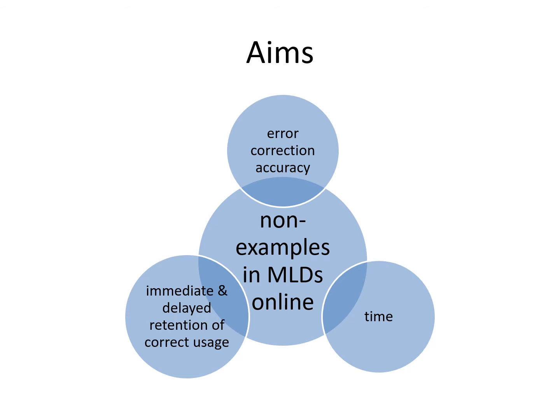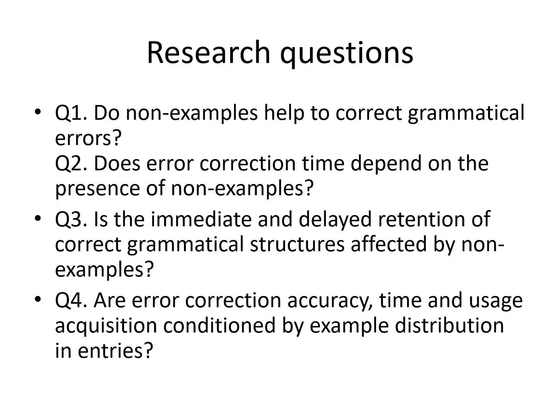The aim of my study is to determine whether non-examples in the online learners' dictionaries affect error correction accuracy, time, as well as immediate and delayed retention of correct usage. I posed 4 research questions. Do non-examples help to correct grammatical errors? Does error correction time depend on the presence of non-examples? Is the immediate and delayed retention of correct grammatical structures affected by non-examples? Are error correction accuracy, time, and usage acquisition conditioned by example distribution in entries?